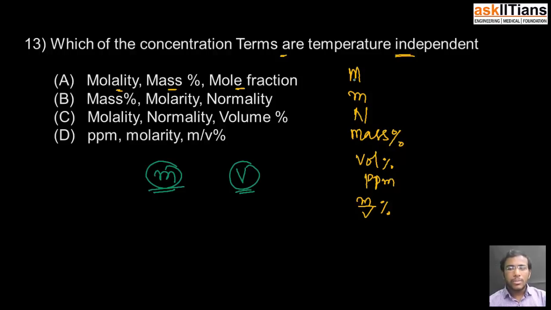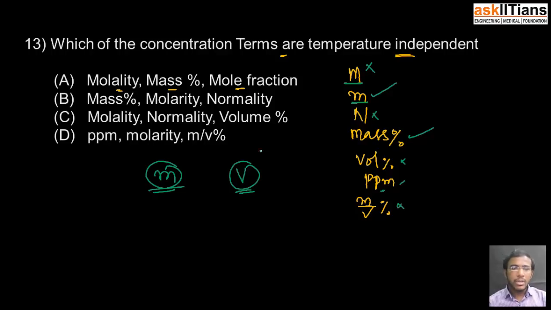Okay, so in molarity, a volume term will be there, so it's not temperature independent, in fact it's temperature dependent. In molality we don't have a volume term, so this is temperature independent. The normality also has a volume term, so it is temperature dependent, and mass percentage doesn't have any volume term, so it is temperature independent. Volume percentage has a volume term, so it is temperature dependent. Similarly ppm is temperature independent, and mass by volume is temperature dependent.